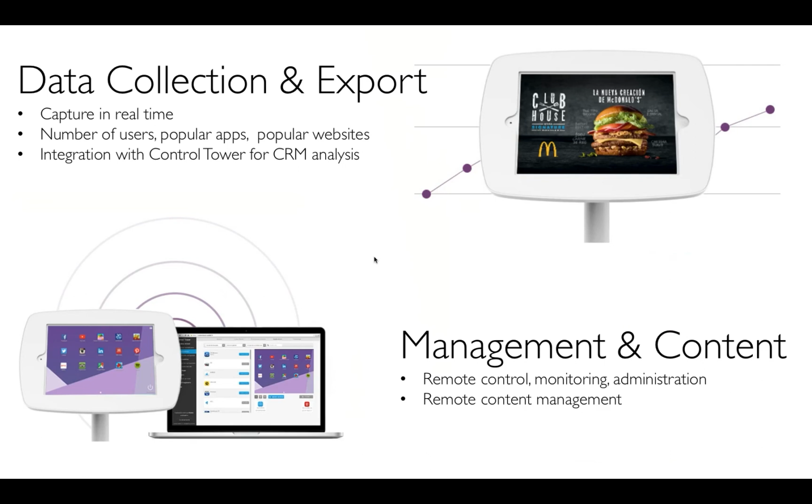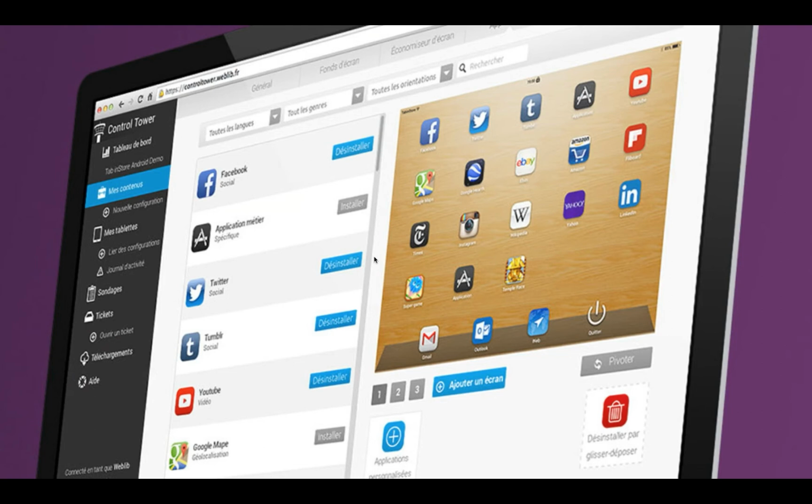So in the end, we have management and content, means we can push content directly to our tablets from the Control Tower menu. We have remote control, remote monitoring, and completely remote administration of these tablets. So the management is completely remote. This is how it looks from the view of the Control Tower, where we can choose the different types of tablets, where we can choose the applications we would like to install, or for example, applications we would like to uninstall.